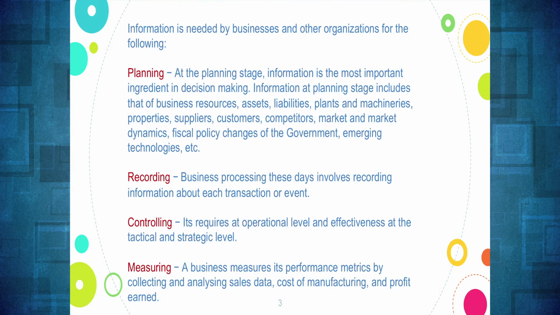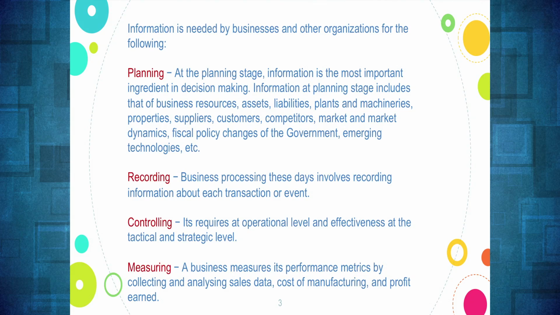Information is needed by businessmen and other organizations for the following purposes, such as planning. When we are planning to establish a business center, initiate a new product in the company, or make an investment in different allied companies, we need information. At the planning stage, information is the most important ingredient in decision making. Information at the planning stage includes business resources, assets, liabilities, plant and machinery, properties, suppliers, customers, competitors, market and market dynamics, fiscal policy changes of the government, emerging technologies, etc.